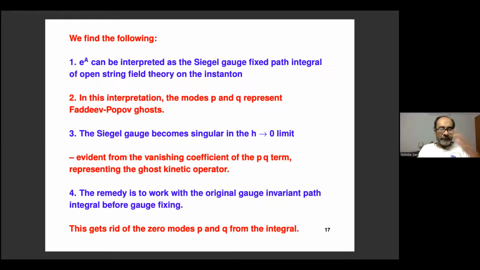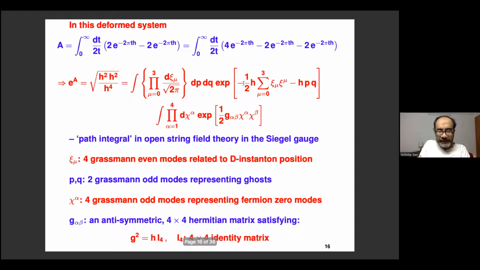Okay, so let me summarize what you are going to find. Then I'll write down some of the equations explicitly. So what you find is that this e to the A can be interpreted as a single gauge-fixed path integral of open string field theory on the instanton. In other words, these integrals are just the integrals over the string fields. In fact, restrict to the massless sector, because the massive sector cancels anyway.